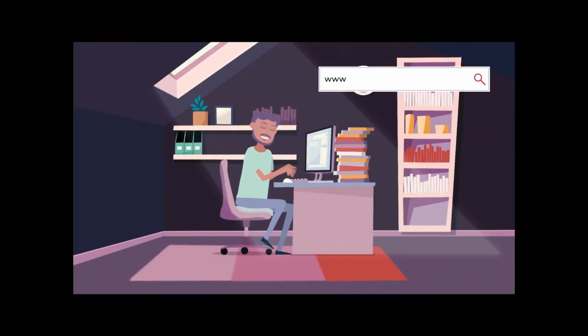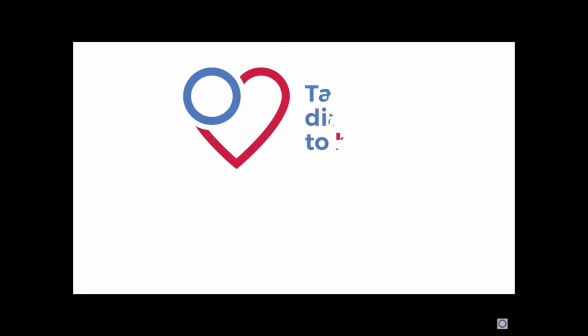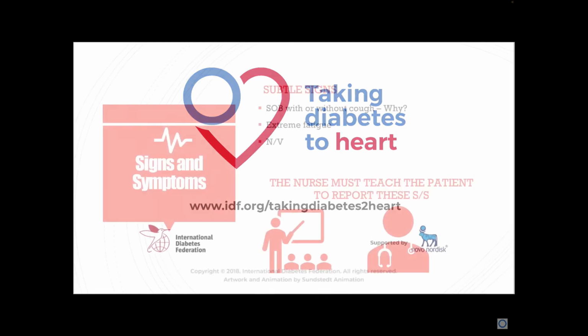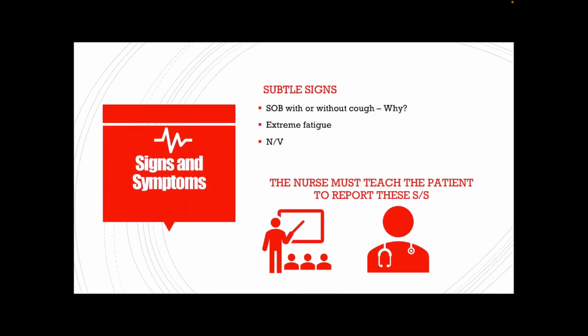If you have type 2 diabetes like John, you are at an increased risk of developing cardiovascular disease. Find out how much you know about diabetes and cardiovascular disease. Spread the word and join us in taking diabetes to heart. John did not know that there was a link between diabetes and cardiovascular disease. It's our job to teach the patients.